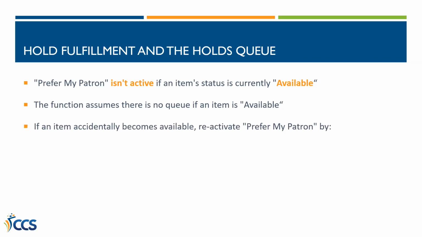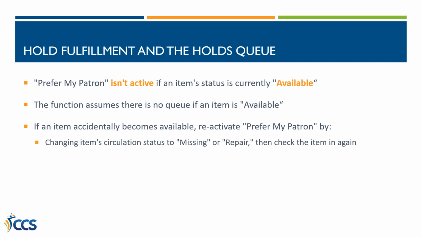Now, thankfully, there's a couple ways that we can remedy this. The easiest thing to do is that you can change the item's circulation status to like missing or repair, save the changes, and then check the item in again. Since that circ status is no longer available, when the item is checked in, that Prefer My Patron function is going to kick back in.